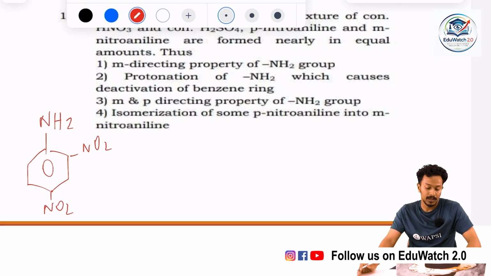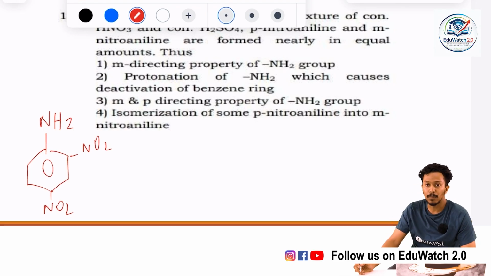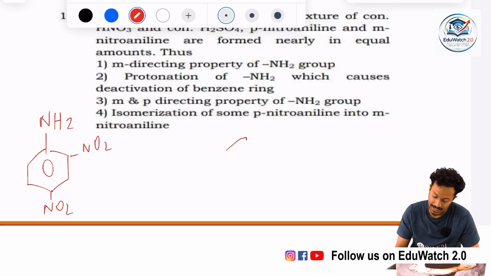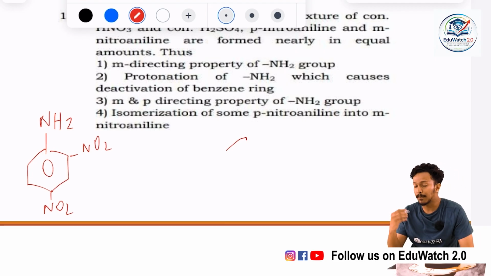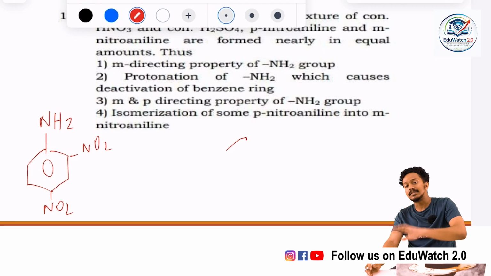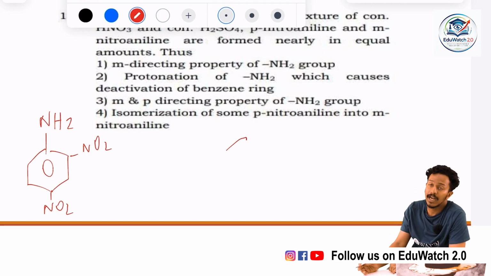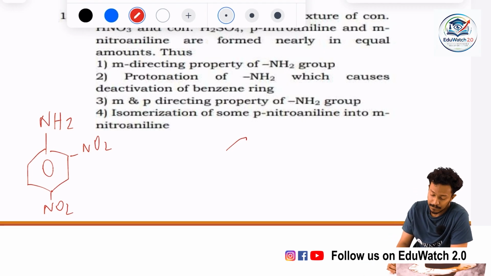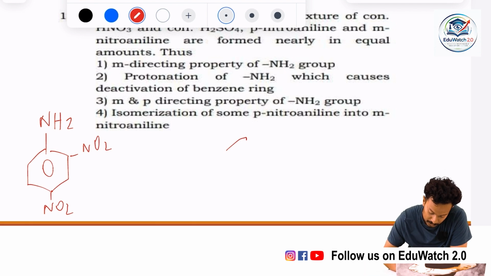This is because the protonation of NH2 group on aniline gives the NH3 plus ion. Are you following? NH3 plus ion, which is anilinium ion, disrupts the benzene ring and thus causes a deactivation of the benzene ring. This is due to the formation of anilinium ion, NH3 plus. So, the correct option would be option number 2.